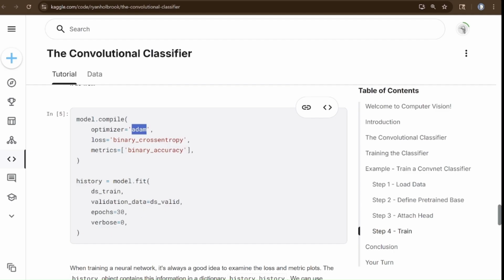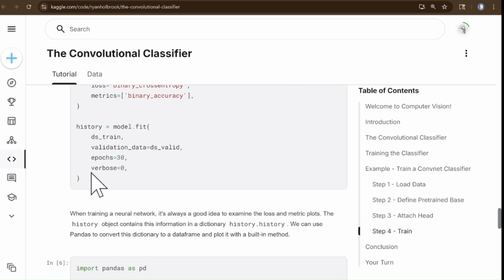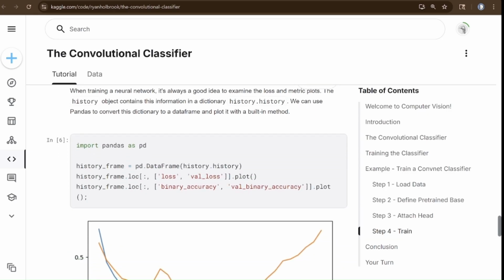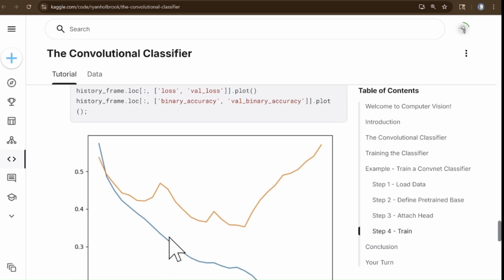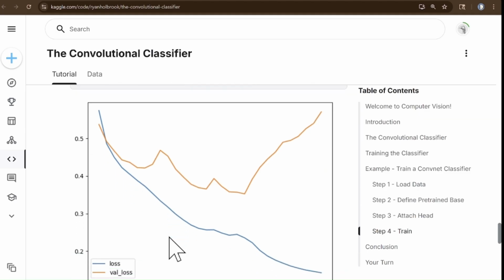So you are training the model and you are keeping it in the history so that you can later see how your model is performing during the training. Okay. While training a network, it is always a good idea to examine the loss and metric plots, and that is done by history. The history object contains the information in a dictionary, history.history. We can use pandas to convert the dictionary to a data frame and plot it with the built-in method. See, we are plotting how it is performing during training.